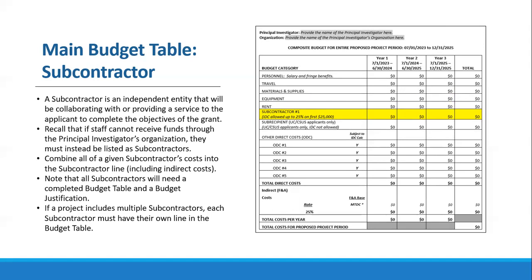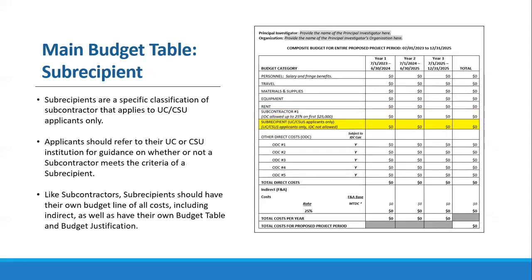In our base budget table, there is one line for a subcontractor and one line for subrecipient, but you're allowed to have multiple of each if needed. An important note, each of these subcontractors and subrecipients will need their own budget table and budget justification. Often these include fewer and less complex things than the main budget table, but they should be just as well justified, and the math in them should also be well checked for any errors. If the project includes multiple subcontractors, again, make sure that they have their own line in the budget table.